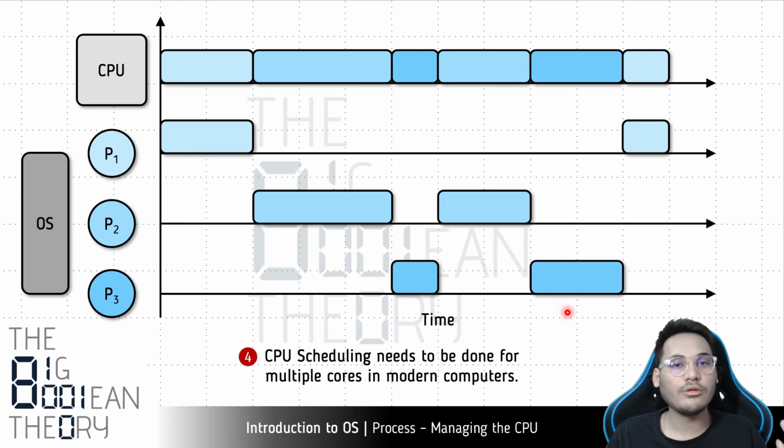The next point talks about the fact that in a modern computer system, there is not just one single CPU, there are more than one CPUs, right? There are multiple CPUs.